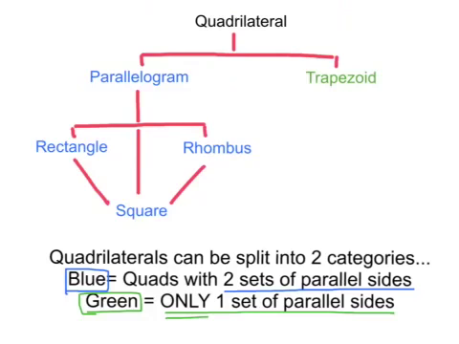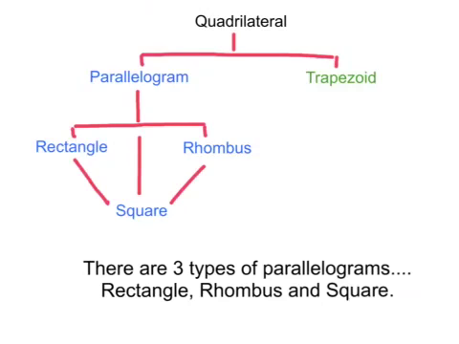So quadrilaterals can be split into 2 separate categories. You can see I have several in blue. All of these quadrilaterals have 2 sets of parallel sides: parallelogram, rectangle, rhombus, and square. You can also notice there's one word in green. This word, trapezoid, is a type of quadrilateral which only has 1 set of parallel sides. It is unique and different from all the other quadrilaterals. So looking at the side that has the 2 sets of parallel lines underneath parallelogram, there are 3 types. You have rectangle, rhombus, and square. All 3 of these are connected to parallelogram, so they are all 3 types of parallelograms.